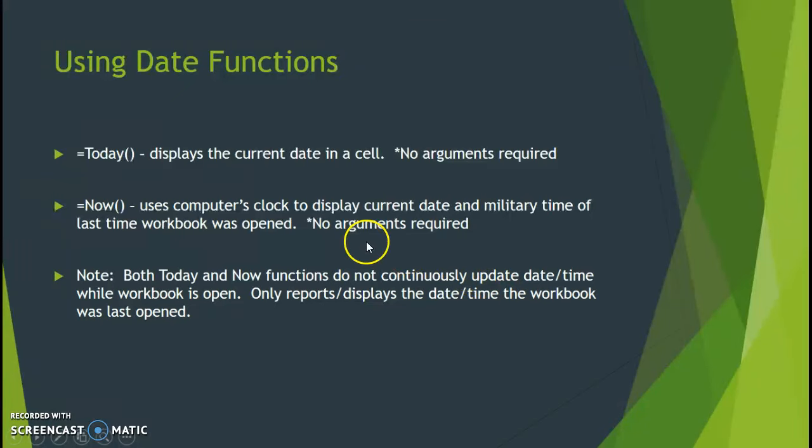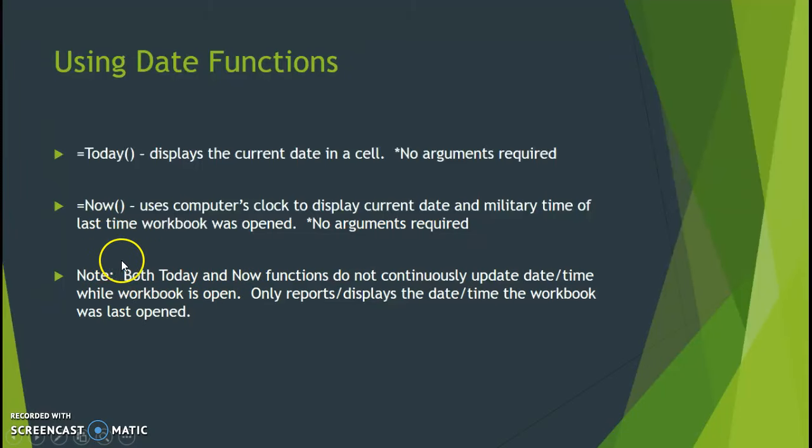In addition to the math functions, we're going to look at a couple of date functions in this particular section. There's 2 that we're going to look at. One is the today function that displays the current date in a cell. Again, note that there are no arguments required in this particular function call, as well as the now function. This uses the computer's clock to display the current date and time in military format of the last time the workbook was opened. And again, very similar to the today function, no arguments are required within it.